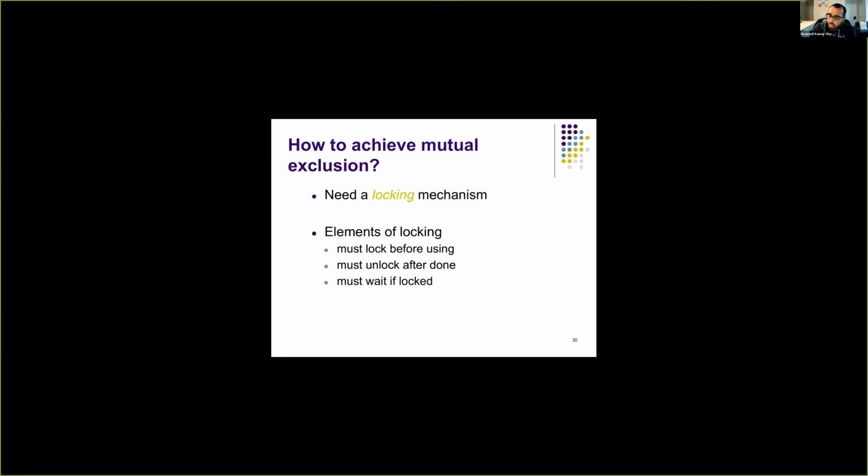After locking the critical section, it executes the critical section, and at the end, it needs to unlock so that another process can take the lock. And finally, if the lock is already held by some other process, then any process that is trying to acquire the lock should wait. So these are the three fundamental properties that we want from any locking mechanism.